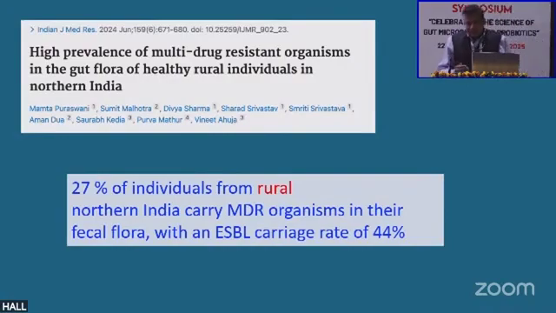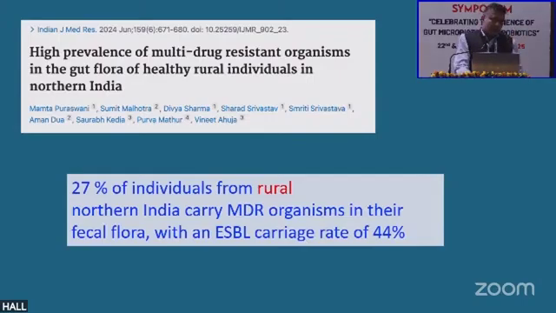So as a gastroenterologist, how do I get into it? In a study which was done at our center, in a rural, healthy population, when we looked at MDRO carriage, it was seen that 27% of individuals from rural northern India were carrying MDRO organisms, and the ESBL carriage was around 44%.